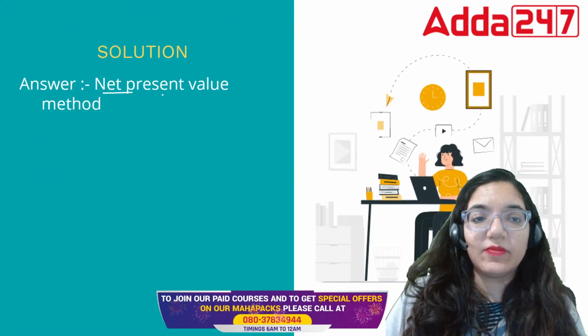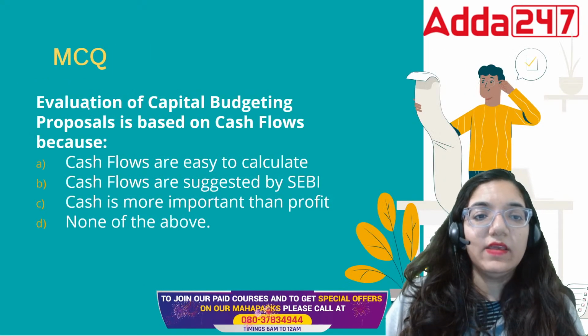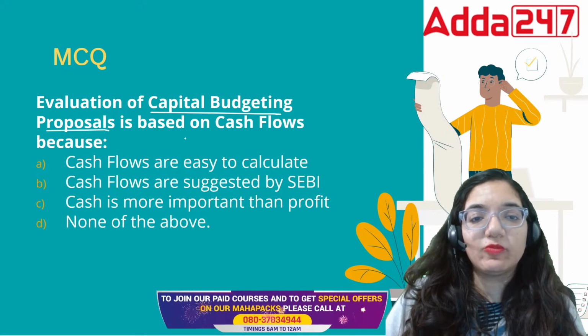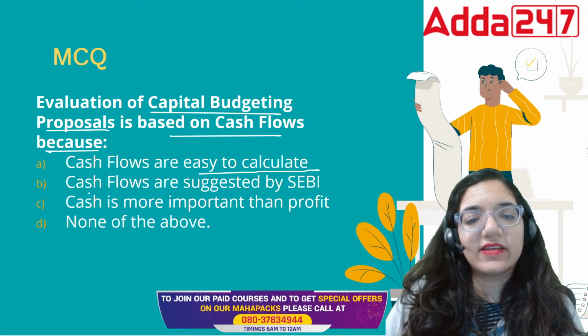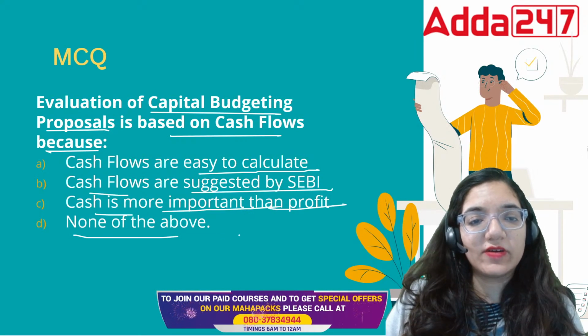Here it is, net present value. Evaluation of capital budgeting proposals is based on cash flows because cash flows are easy to calculate. Cash flows are suggested by SEBI. Cash is more important than profit, or none of the above.